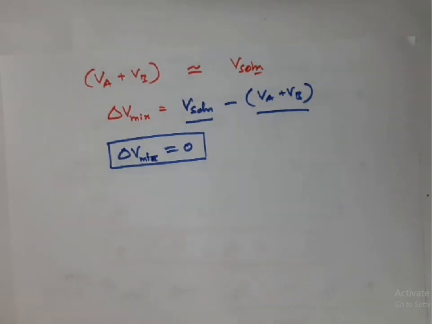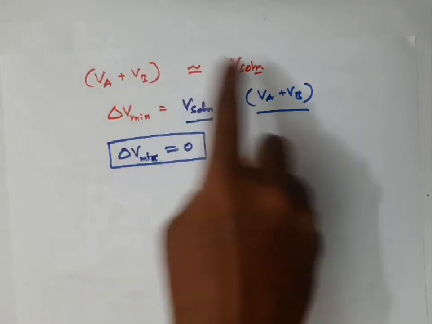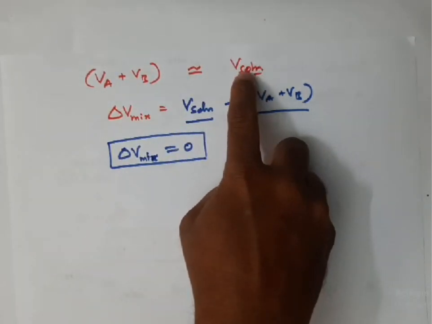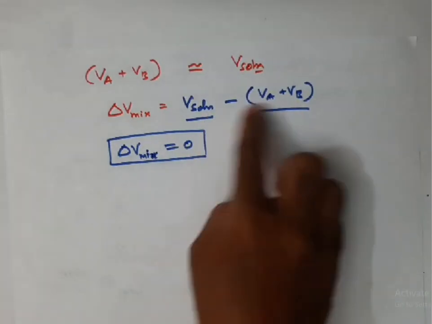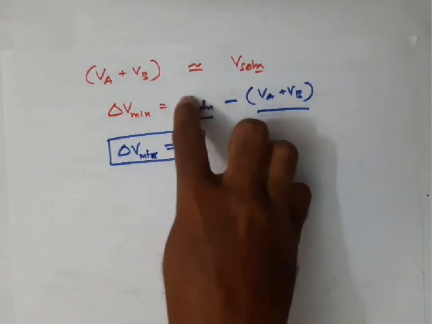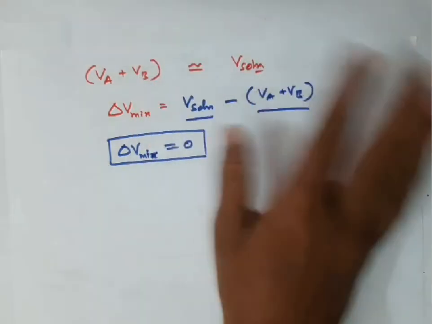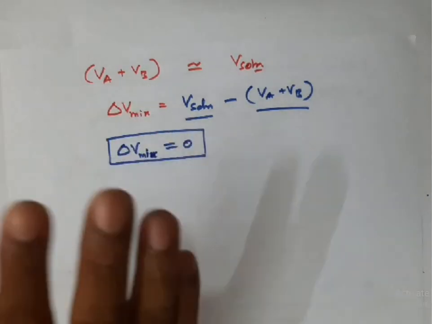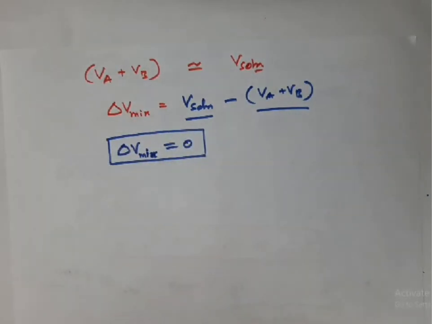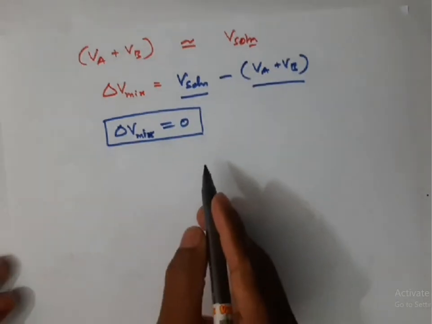Why? Because there is no increase or decrease in force of attraction. Force of attraction remains the same. Therefore, the total volume before mixing and the total volume after mixing are the same. Therefore, the difference, total volume after mixing minus total volume before mixing, is 0. So for ideal solution, keep this in mind: delta V mixing is 0. This is another important point you should keep in mind.